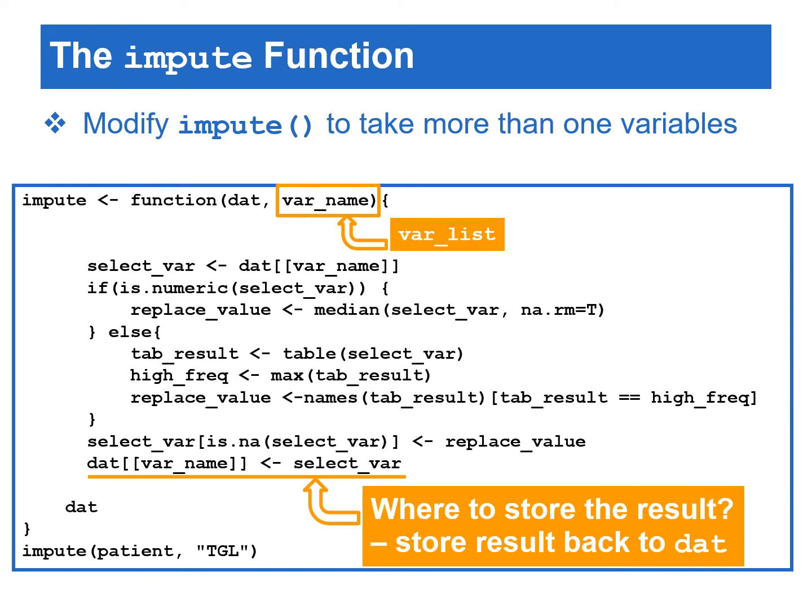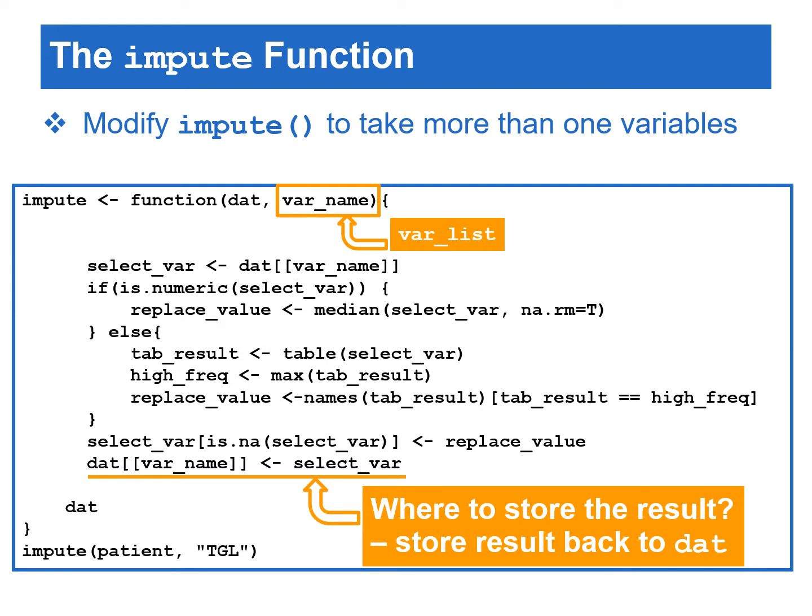In the last video, we wrote a function to impute the missing value of a variable. The function that we wrote can only impute one variable. We can modify this function by letting it take more than one variable. In the second argument of the function, we can change var_name to var_list, which takes a character vector containing a list of variable names. Then we can write a loop to iterate each element of var_list.